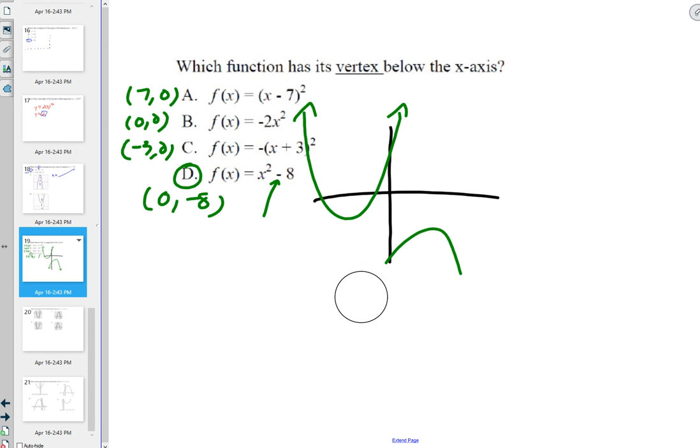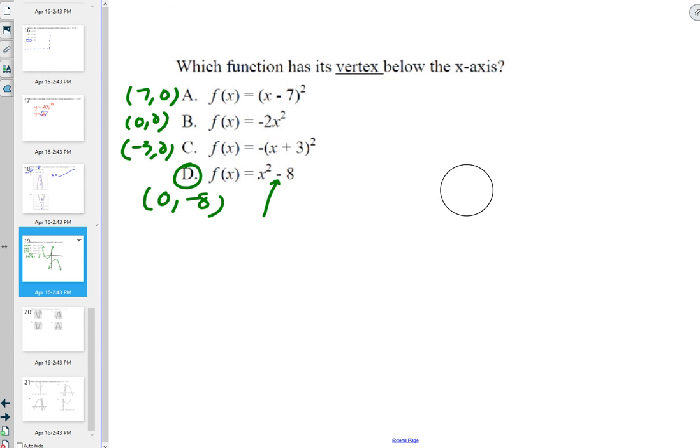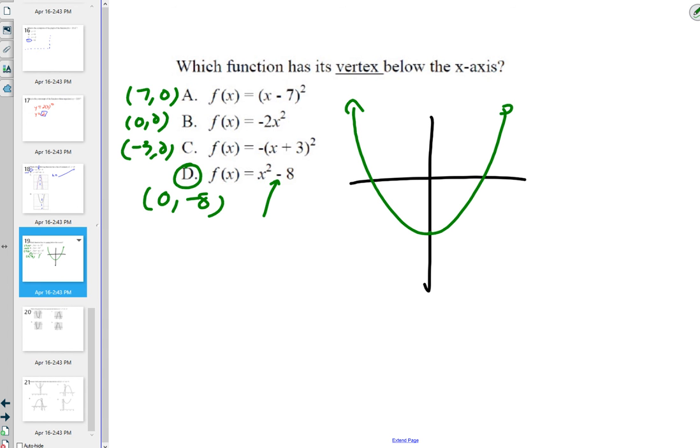To be more specific, if you were to draw this, it would be up facing, and the vertex. This is one of the ones where the vertex is on the y-axis. It would look like that.